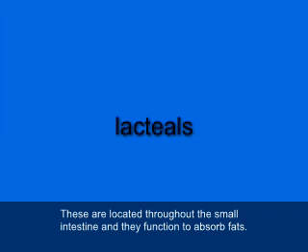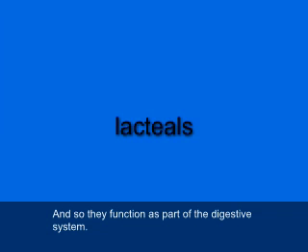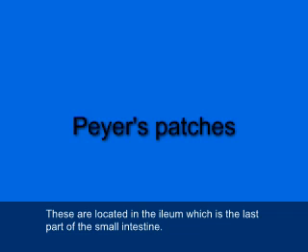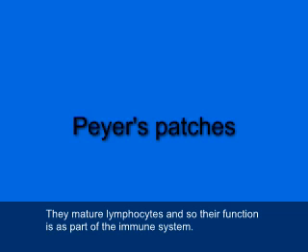The next piece of lymphatic tissue is the lacteals. These are located throughout the small intestine and they function to absorb fats. And so they function as part of the digestive system. Next, we have the Peyer's patches, P-E-Y-E-R-'S, patches, P-A-T-C-H-E-S. These are located in the ileum, which is the last part of the small intestine. They mature lymphocytes, and so their function is as part of the immune system.